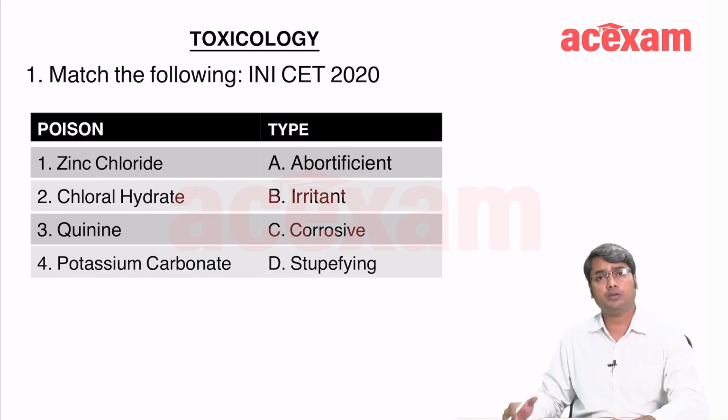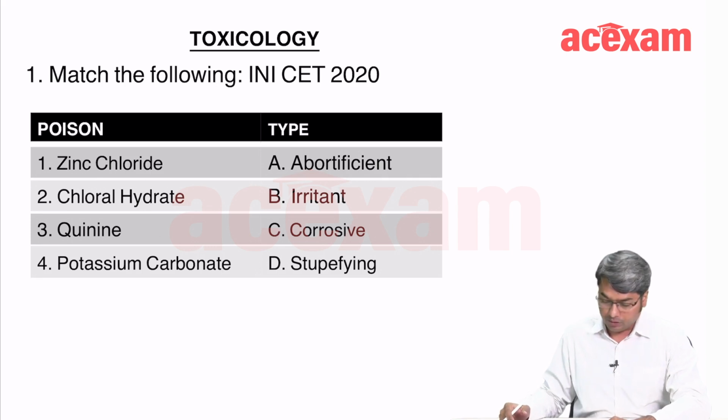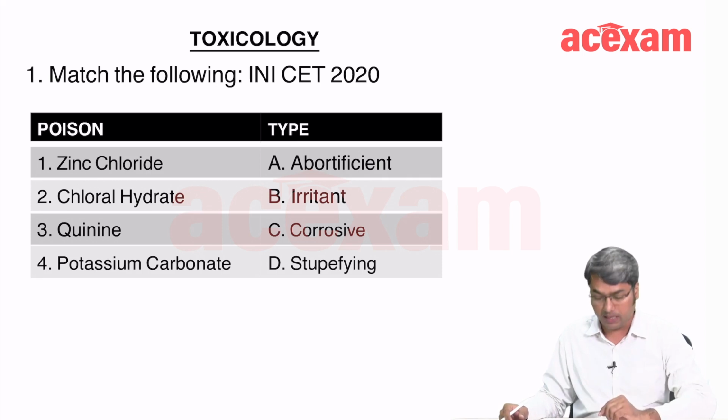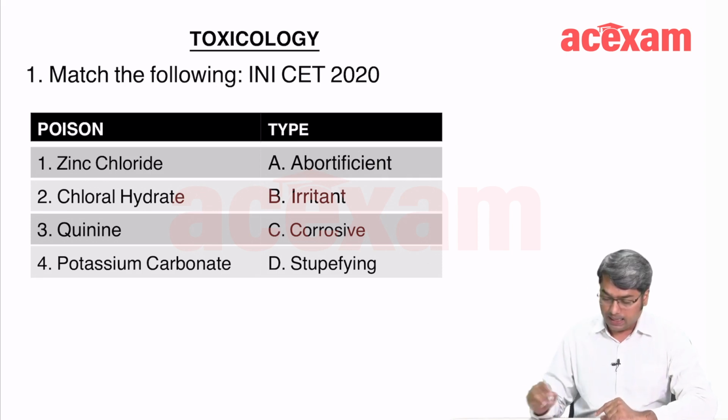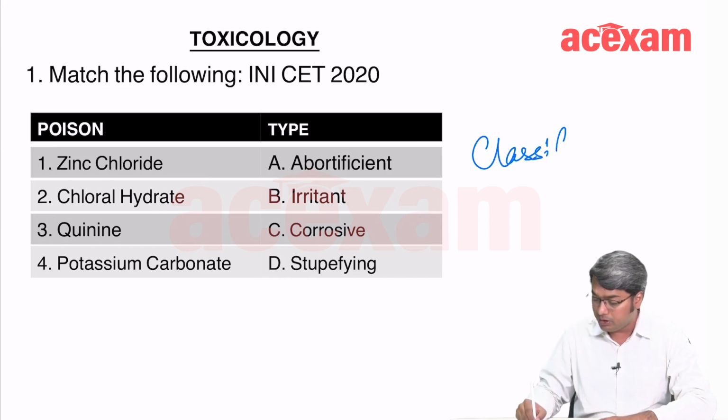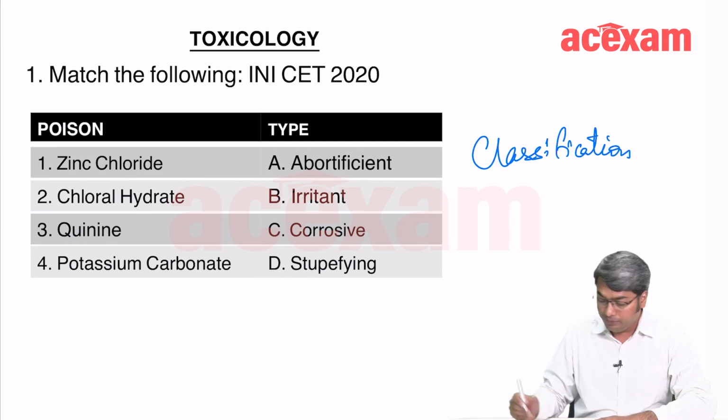Let us discuss the questions from the topic of toxicology. The first question which came in NEET 2020, they have given 2 columns and they have asked to match. The poisons are zinc chloride, chloral hydrate, quinine and potassium carbonate. And we have to know which classification, which group these poisons belong to. So out of these, zinc chloride is an irritant. Zinc chloride is an irritant.